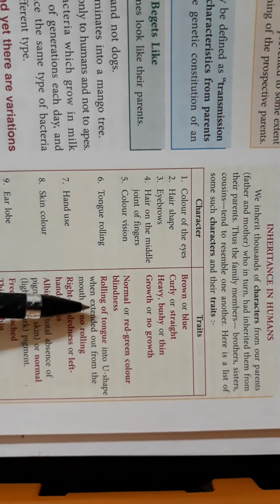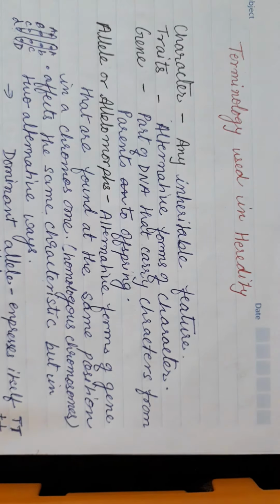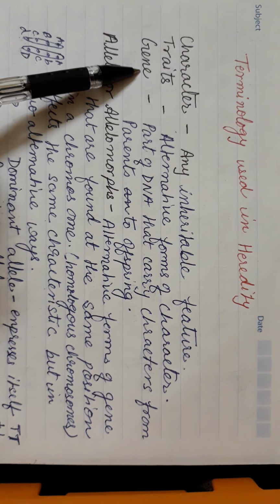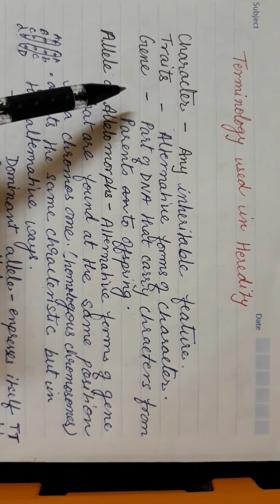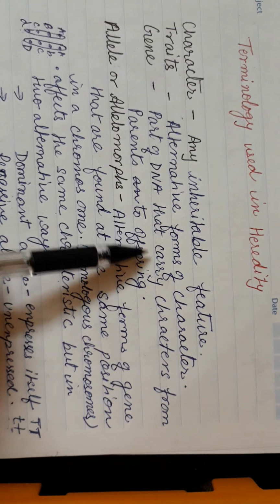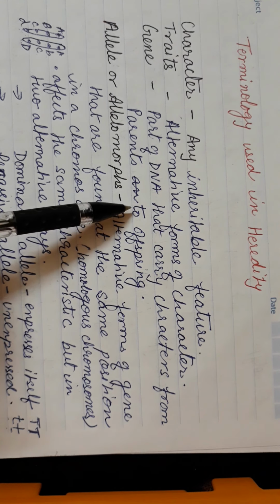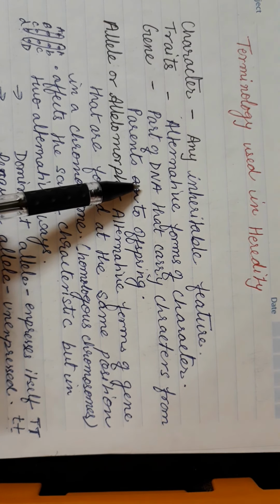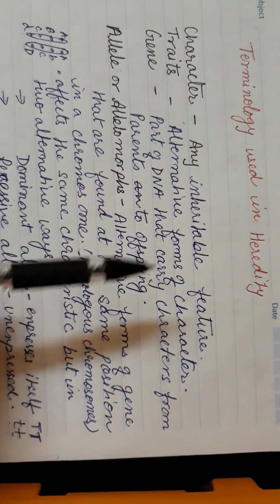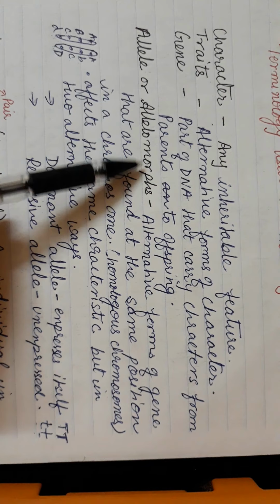I hope you have understood the meaning of character and traits. Now we come to the next term, that is genes. The word gene has already come up. We know that it is a part of DNA that carries characters from parents to offspring. In the genes, we have various locations and every gene has a particular character to transfer from parent to the offspring.